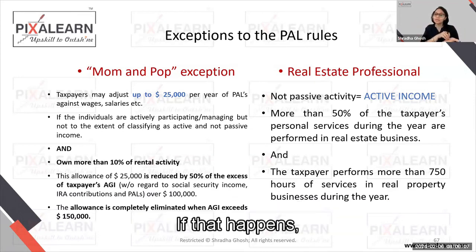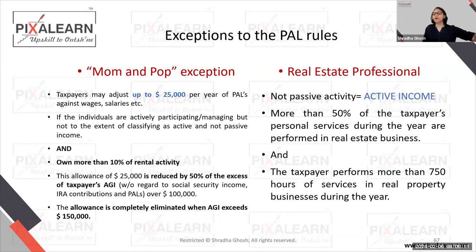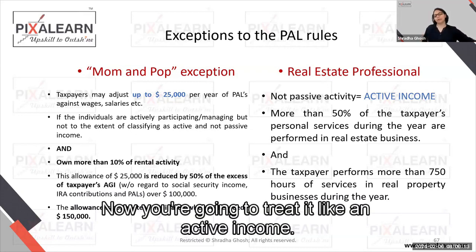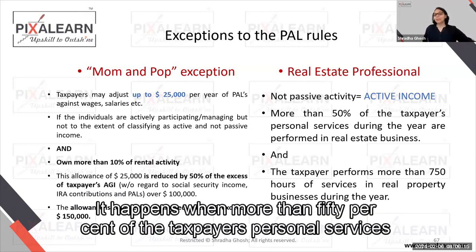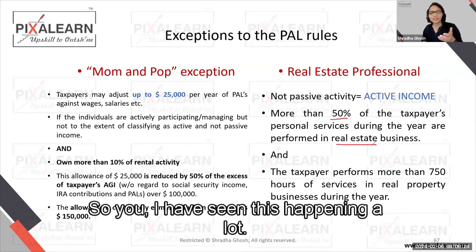If that happens, now it is no longer a passive activity. So you forget about this $25,000. Now you're going to treat it like an active income. When does that happen? It happens when more than 50% of the taxpayer's personal services during the year are performed in a real estate business.